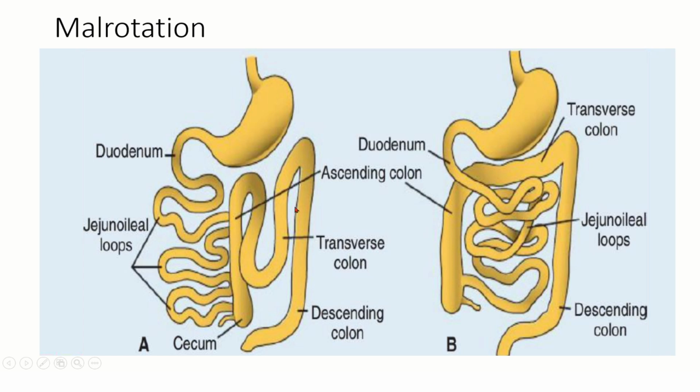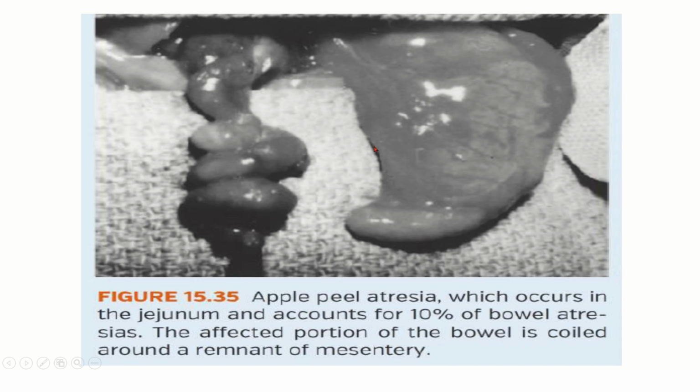So this is only 90 degrees rotation and the last 180 degrees has never occurred. But here it is reverse of first 90 degrees rotation and the remaining 180 degrees has occurred normally. So this is like atresia of the intestines. One of the well-known ones is the apple peel atresia.